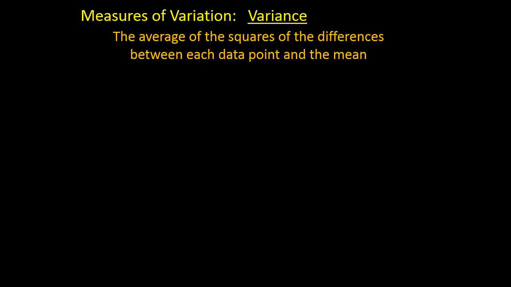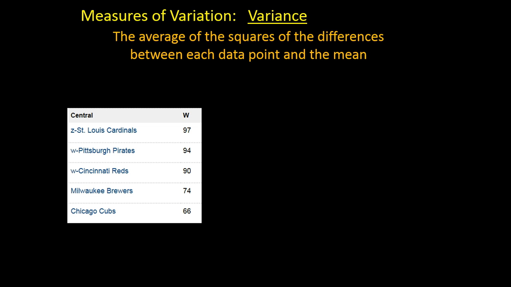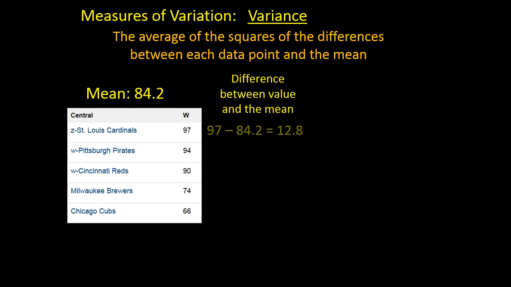Another measure of variation, a measure of spread, is called the variance. It's the average of the squares of the differences between every data point and the mean. Now that sounds a little complex. It's not too bad to figure out. Let's look at the Central Division again. Remember, the mean was 84.2. We want to know the difference between each data point and that mean. So for the Cardinals, that difference was 12.8.